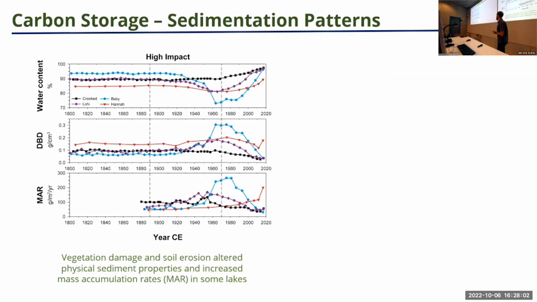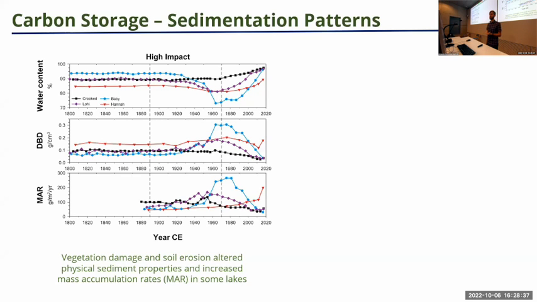And just to show how different these 2 types of lakes are, one in a high impact and one in a lower impact area, I'll just show you some very basic physical sediment properties. So the uppermost panel shows the water content. The second one is the dry bulk density, so how dense the sediment is. And then the lowermost panel shows the mass accumulation rate, so how much material accumulates over time. And what this data for the high impact lakes shows is that it's quite complex. Lakes have different dynamics, essentially reflecting the individual disturbance dynamics.